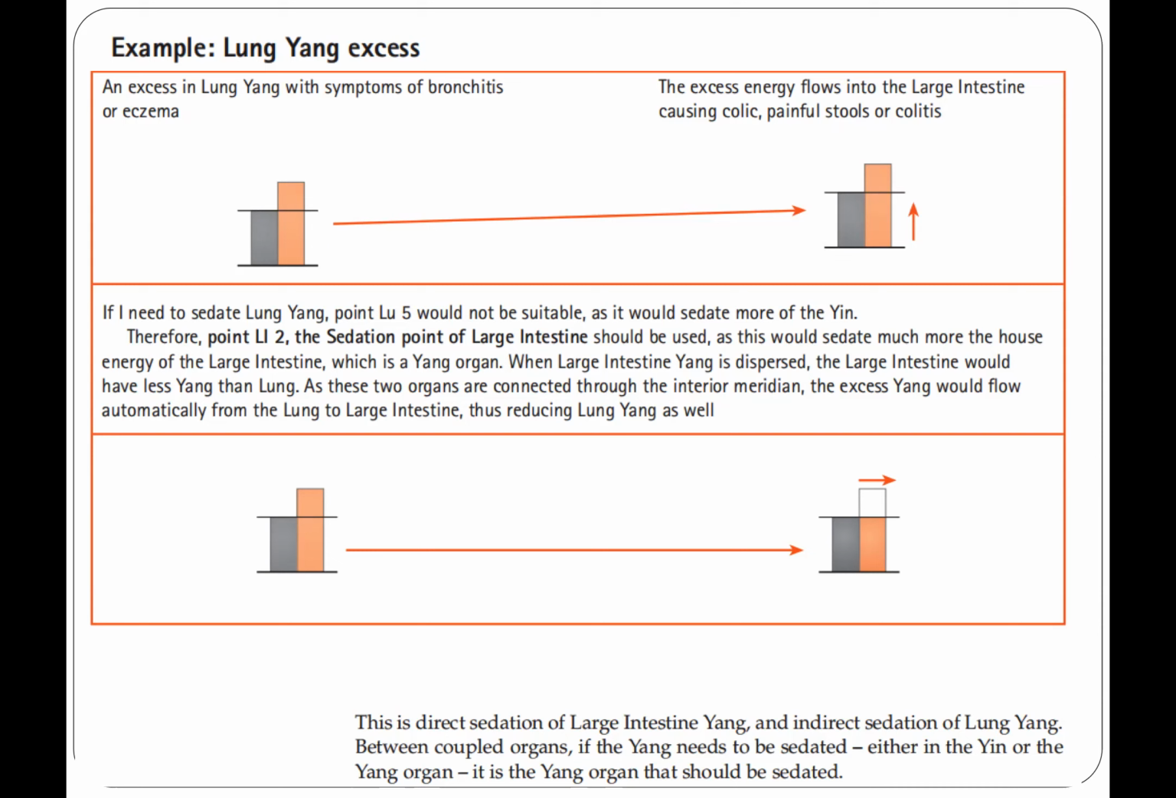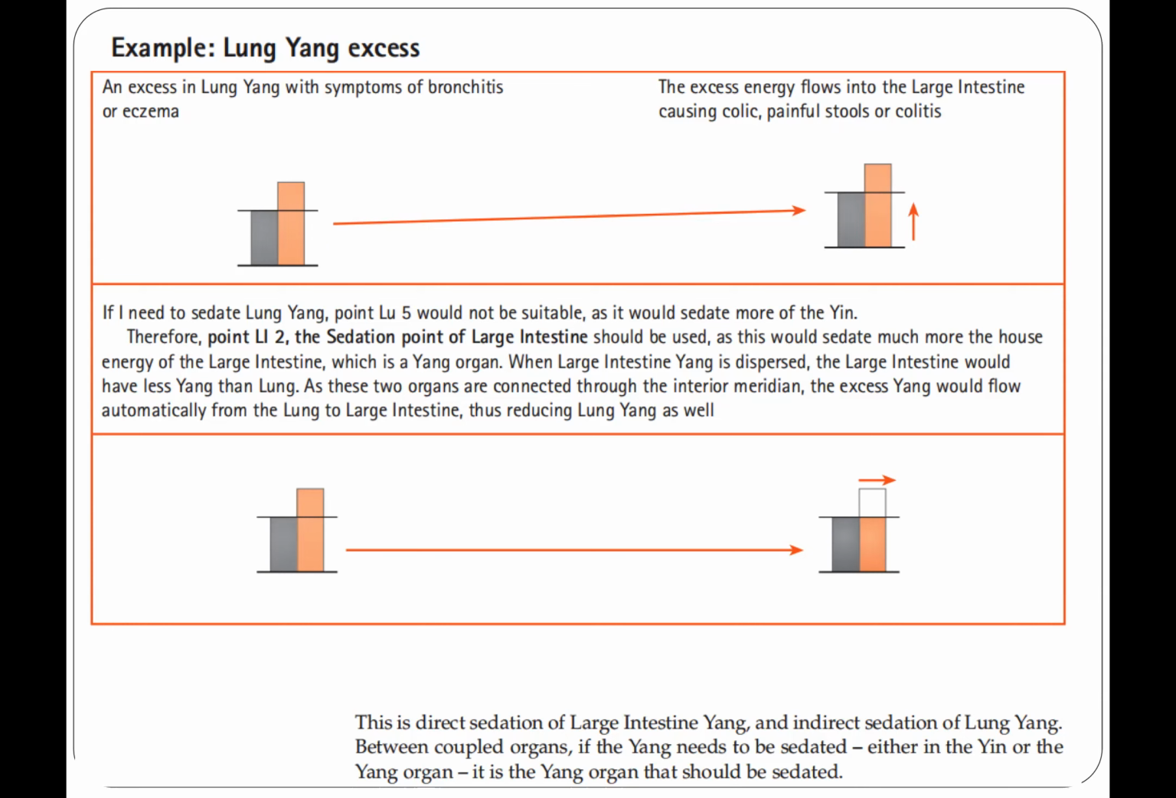So, it goes to its partner organ, thus reducing lung yang as well. It disappears from the lungs and goes to the large intestine. This is direct sedation of large intestine yang and indirect sedation of lung yang between coupled organs. So, once you remove it from the lung, it can also go away to its partner organ.